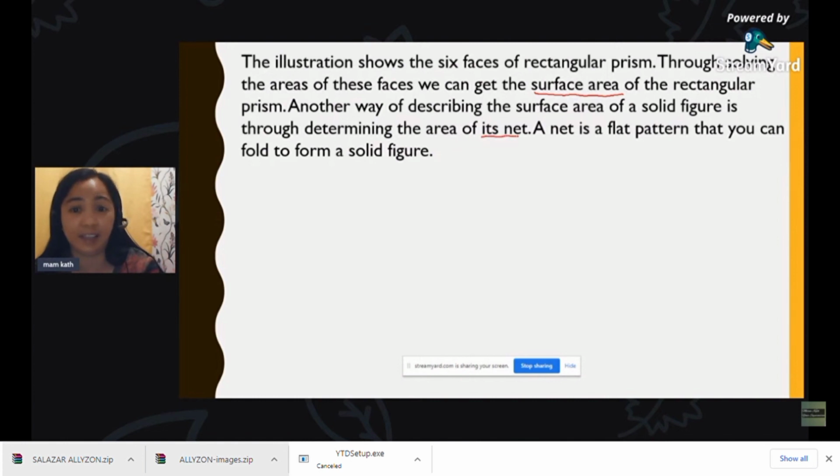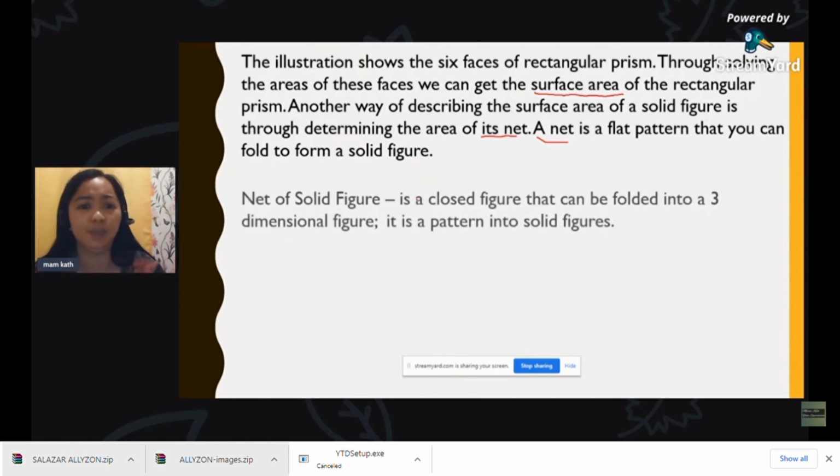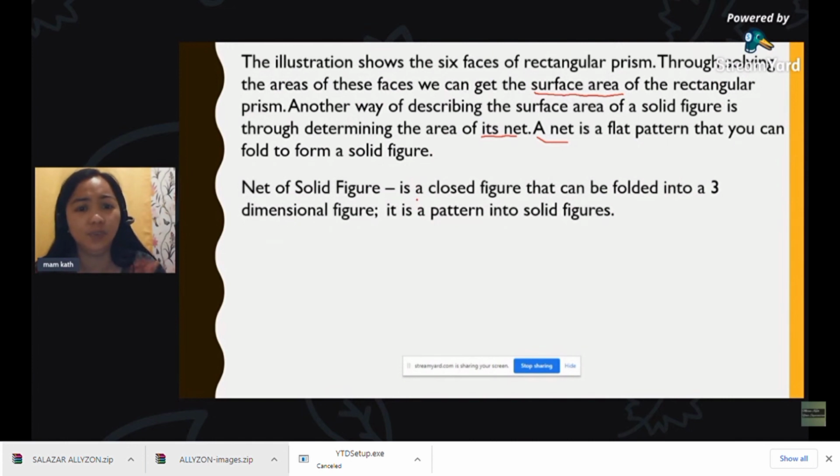Another way of describing the surface area of a solid figure is through determining the area of its nets or net. Pag sinabi nating net, a net is a flat pattern that you can fold to form a solid figure. So ano ba yung net? Kailangan daw natin alam yung net para makompute mo yung surface area ng isang solid figure. Now, net of a solid figure is a closed figure that can be folded into a 3-dimensional figure. It is a pattern of solid figures.